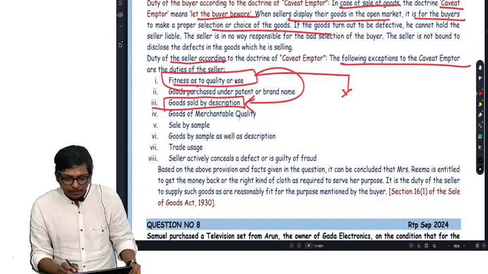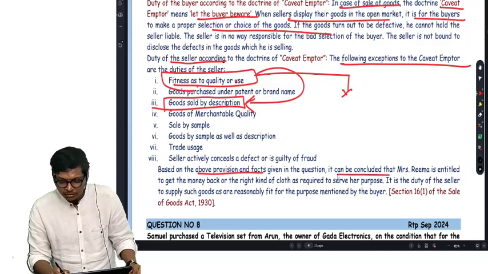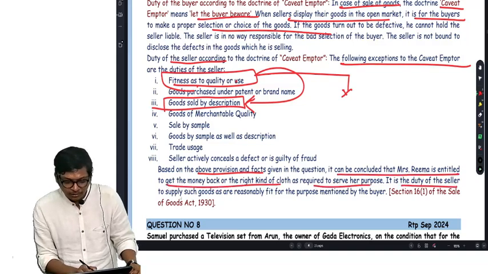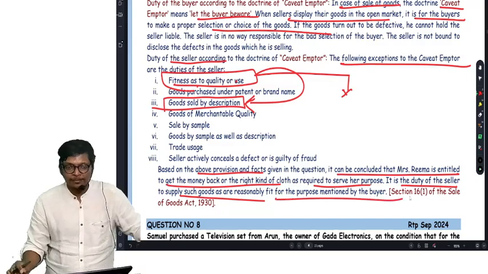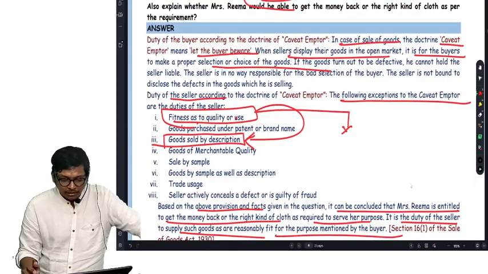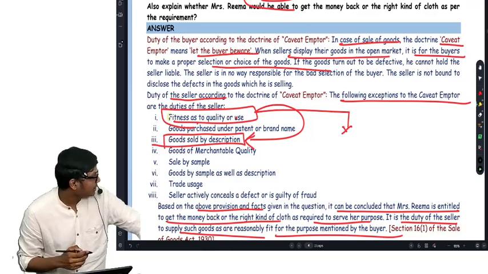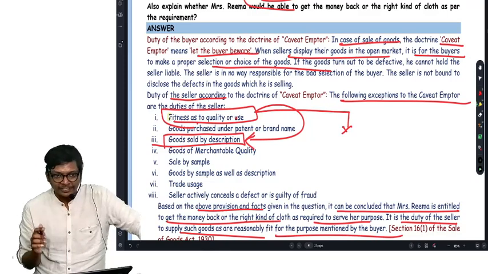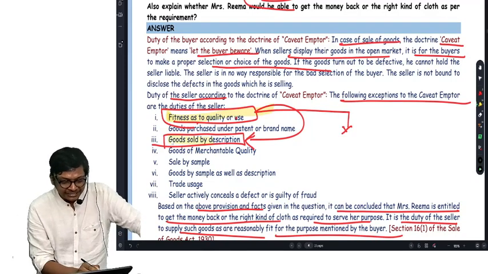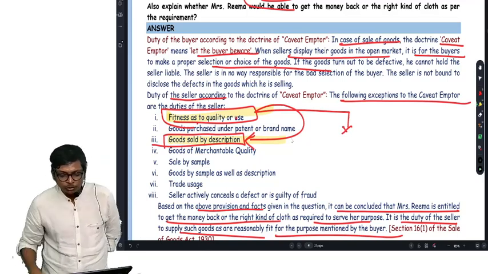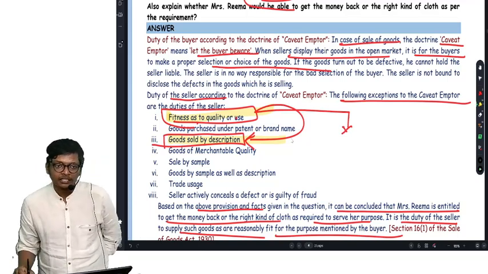So here, based on the above provisions, it can be concluded that Rima is entitled to get the money back. It is the duty of the seller to supply goods reasonably fit for the purpose mentioned by the buyer. What provision will I connect here? They are actually not connecting. Just wrote all the exceptions and closed. It will be fitness and goods sold by description. Under fitness as to quality or use, there is a point, goods sold by description.